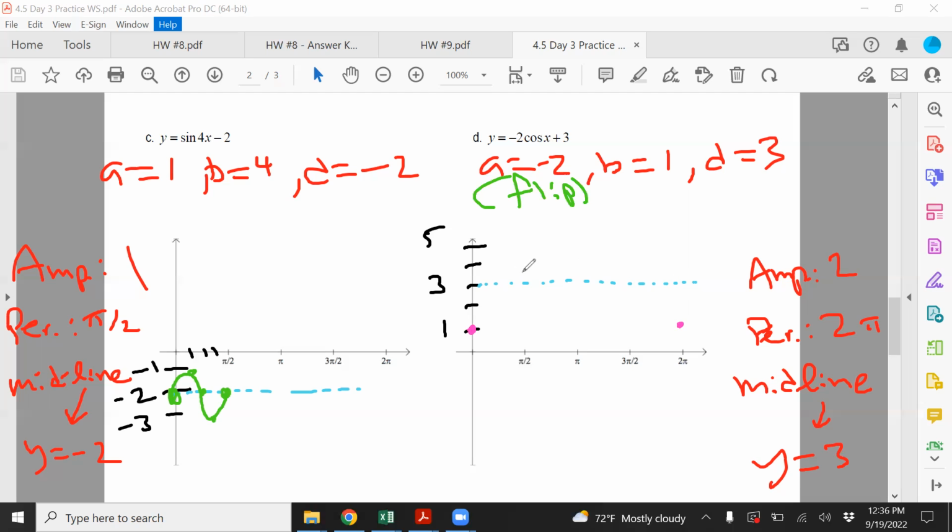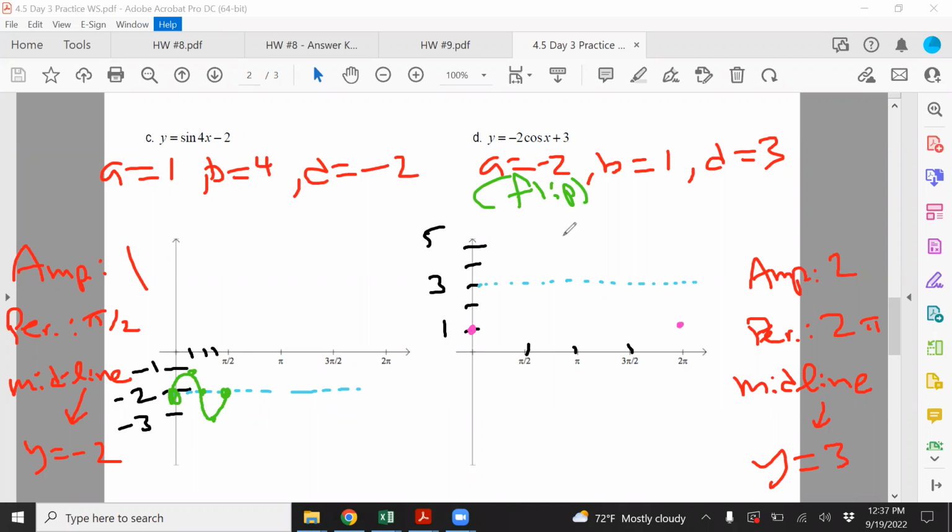Now remember, you have 5 key points. I have the first and last, so I have to have 3 more in the middle. I already started down because it's cosine. Cosine always starts at the peak or its low point. So then it's going to start rising up, right? The midline was at 3 because we have D, and the amplitude's 2, but it's -2. So you start 2 below.